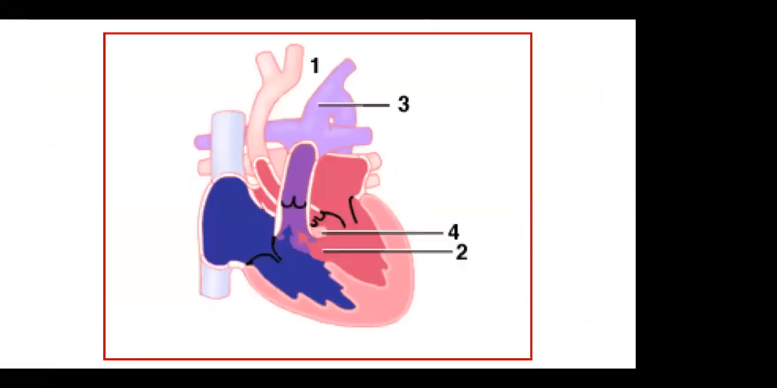This is another type of interrupted arch, with VSD. Usually those types of patients are more sick. They are usually small in weight, and they need surgery in the neonatal period. So you need to start them on prostaglandin. You might need to start them on some inotropes. Avoid a lot of oxygen in this type of patient because you might worsen the lung congestion.